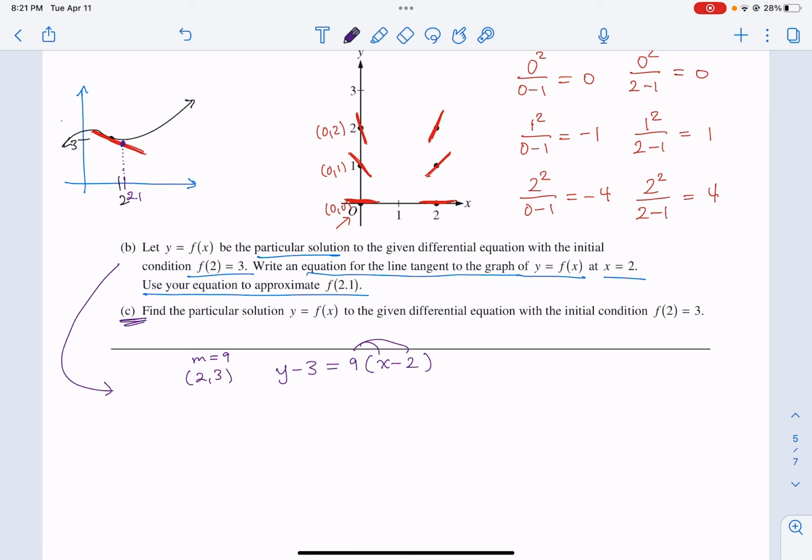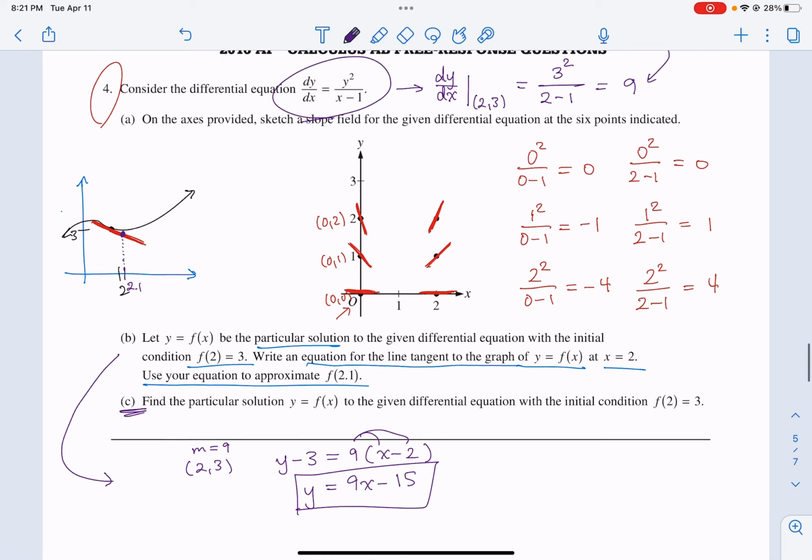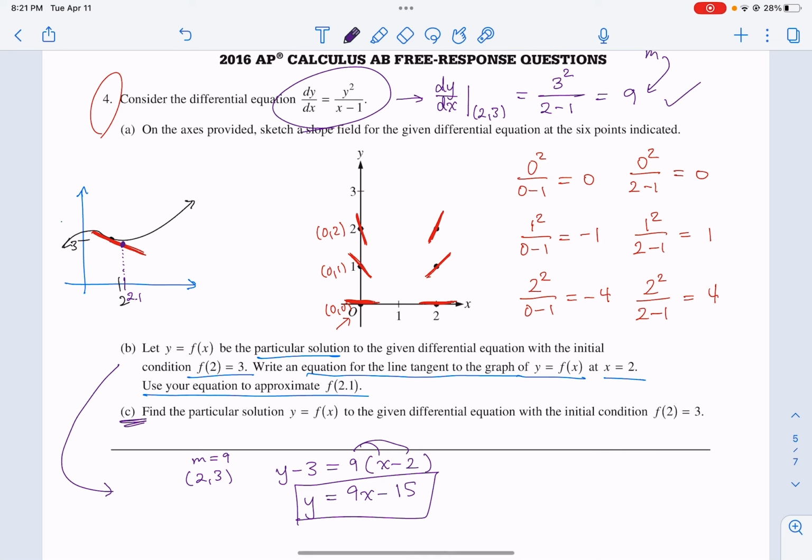So anyway, let's go ahead and clean this up here. We get y equals 9x minus 18 plus 3, which is minus 15. So this is the equation of the tangent line. They would probably give you some points for this slope, maybe for the equation of this line.